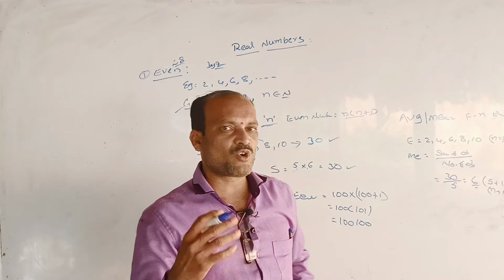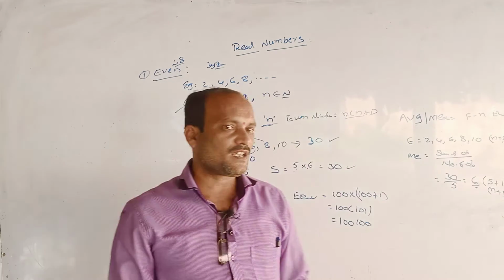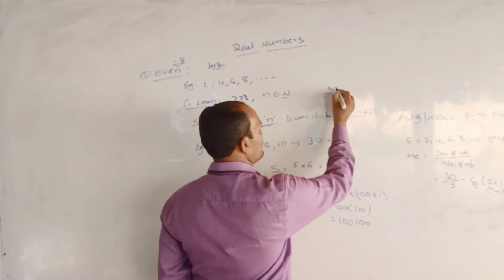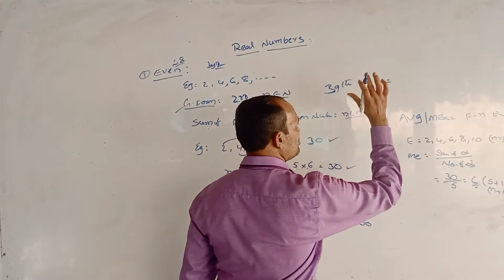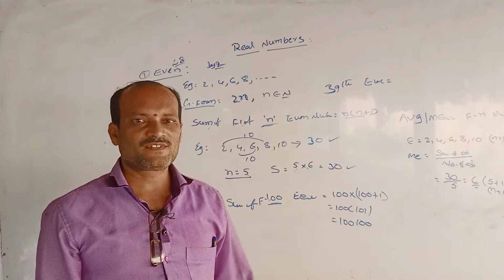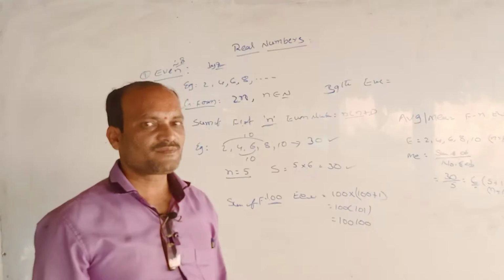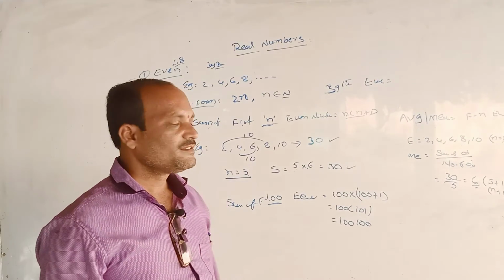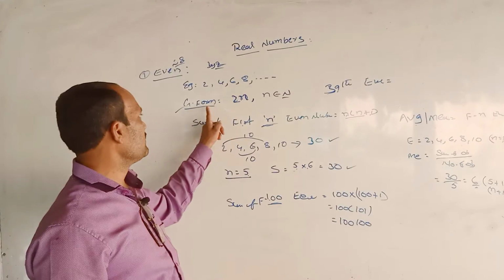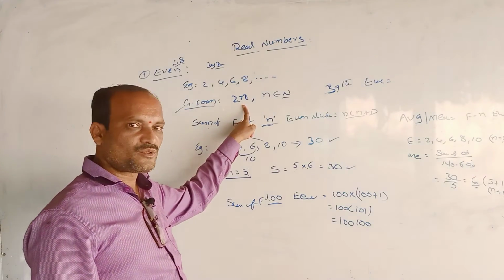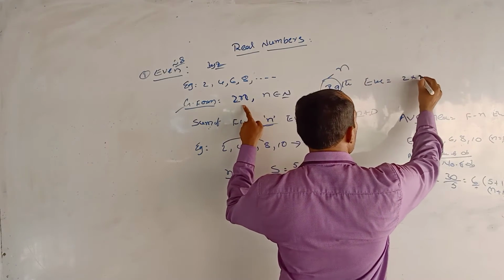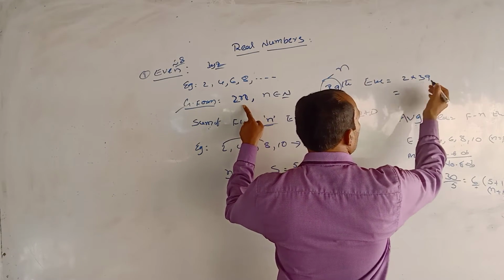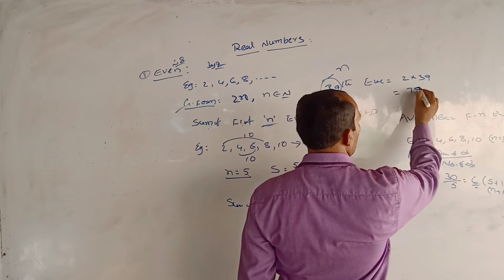Now I ask one more question. What is the 39th even number? How can you calculate that? We can use the formula. What is the general form? 2n. So 39 is the n. 2 into 39. How much is this? 78.